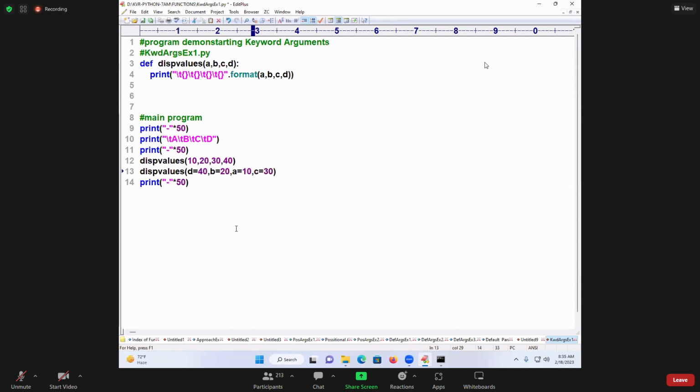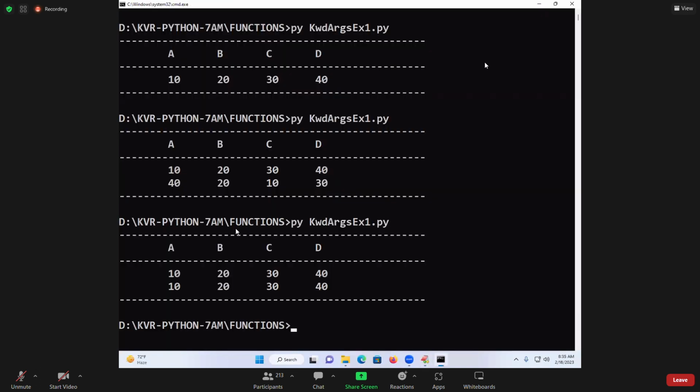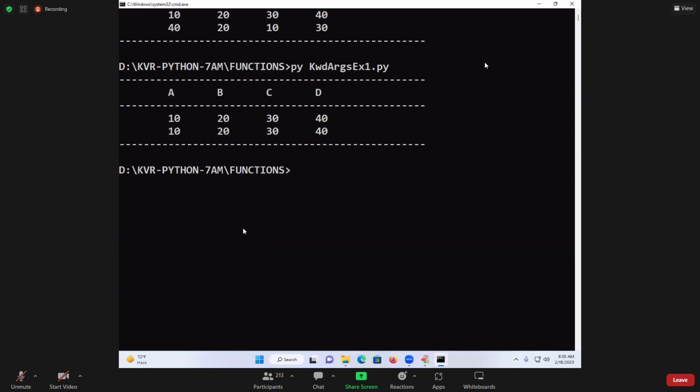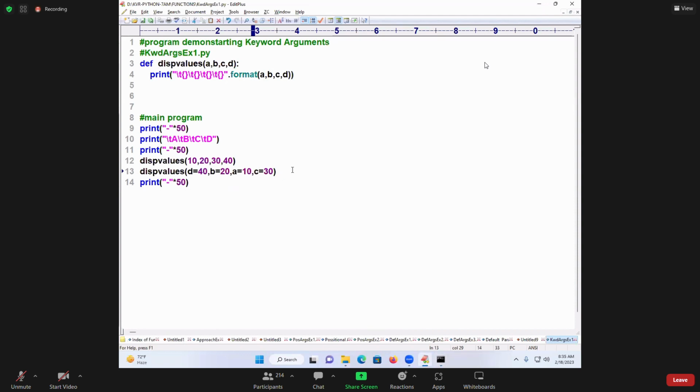Did you understand? See the data now. Is the data passing perfectly or not? Yes. What is this mechanism? What is the first one called? Which arguments are these? Function call with what arguments? Positional arguments. Okay. Function call with what next? Function call with keyword arguments.